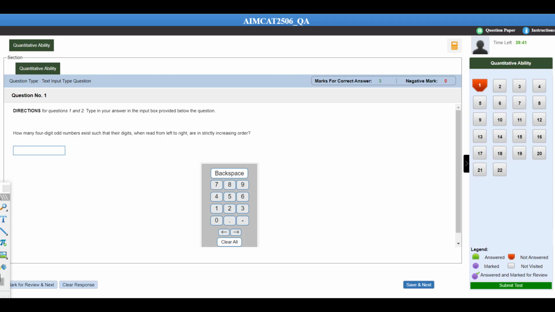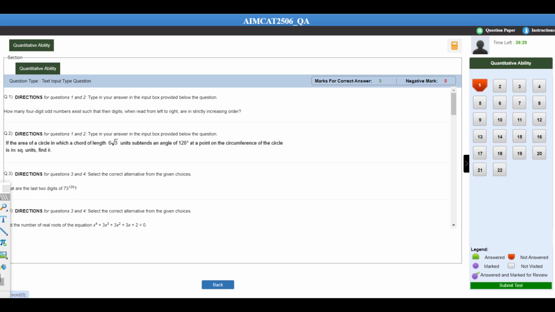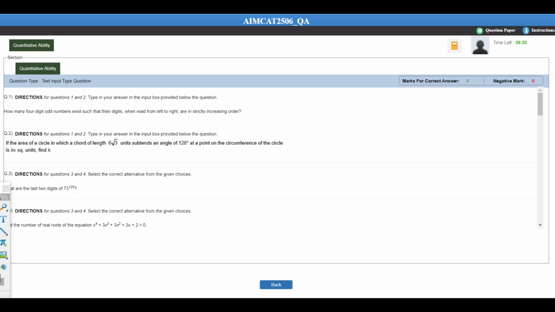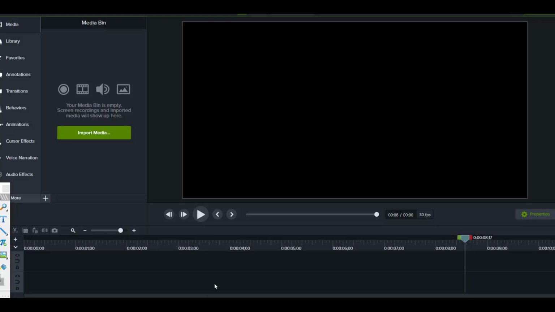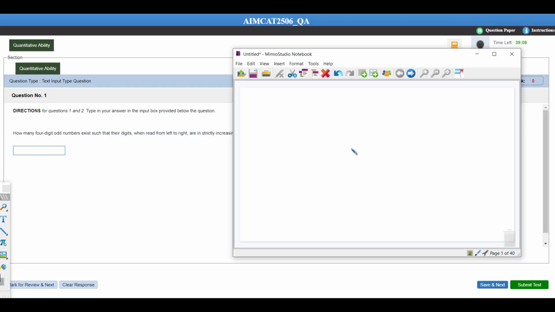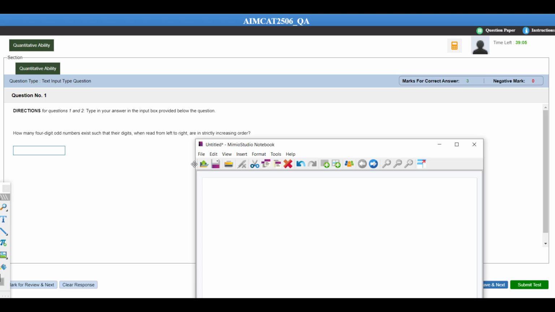The first question is, how many 4-digit odd numbers exist such that their digits when read from left to right are strictly in an increasing order? So the number is A, B, C, D.